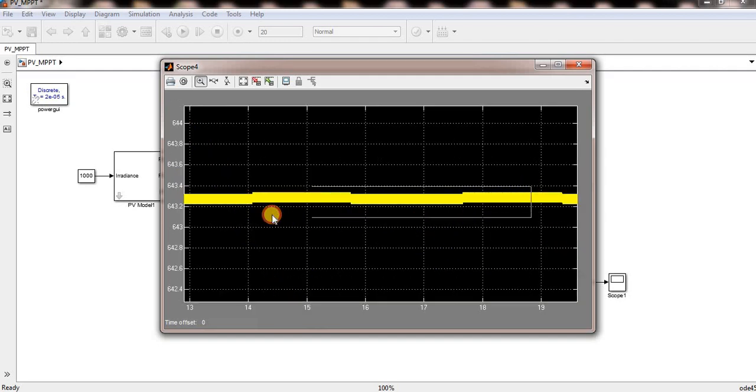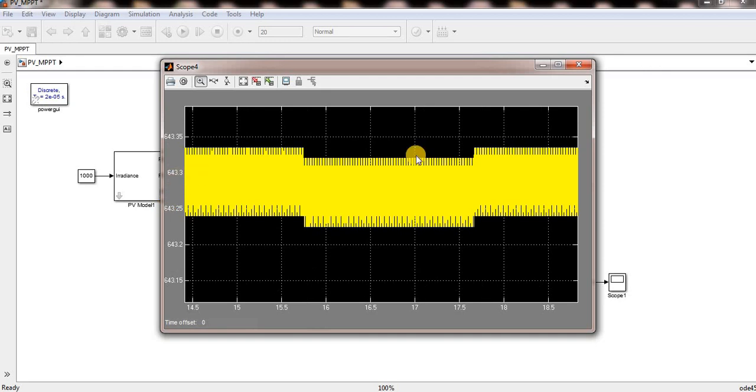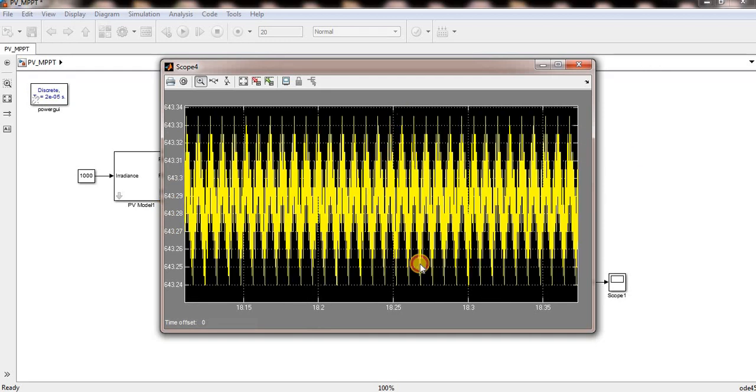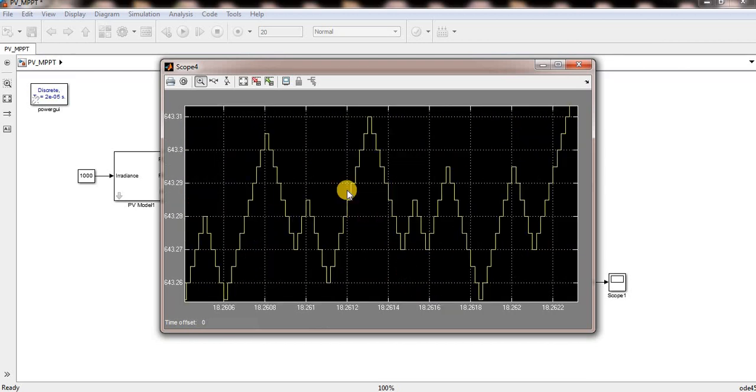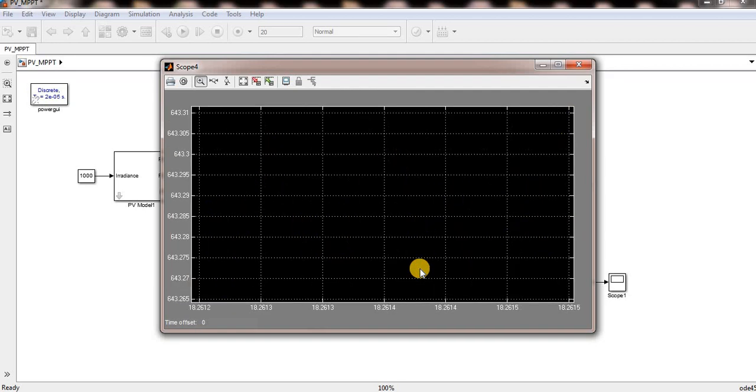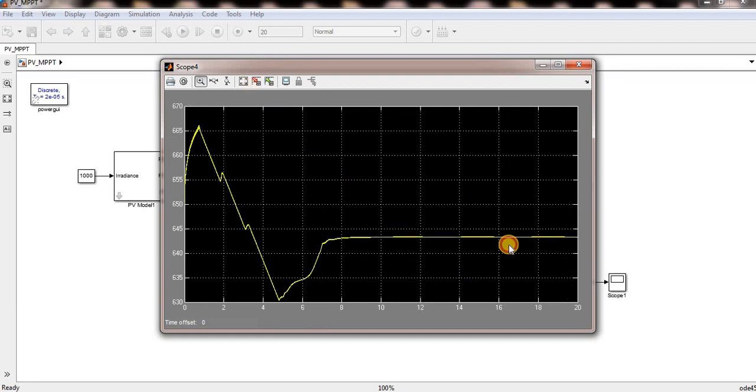See, this is my VMPP, 6643. Here it is. You can see directly, I taken 0.005. These steps are 0.005, from here to here 0.005, here to here 0.005. So it may sometimes increase, it may sometimes decrease, and it will be stable at a particular value.